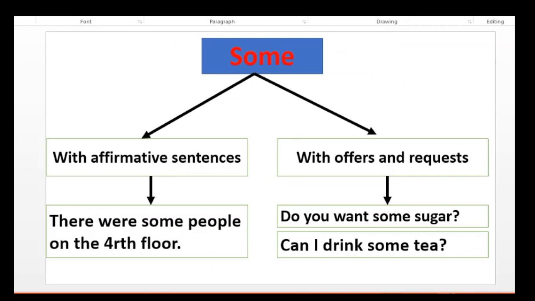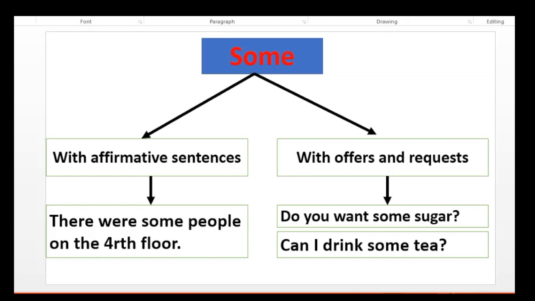Some is used with affirmative sentences. There were some people on the fourth floor. So the sentence is affirmative. The sentence is in the affirmative case. It's not in the negative one.